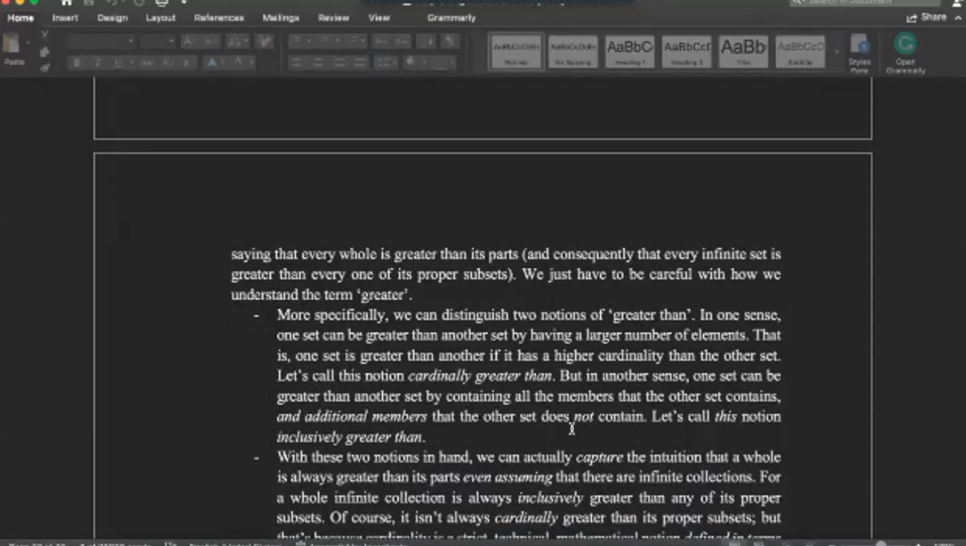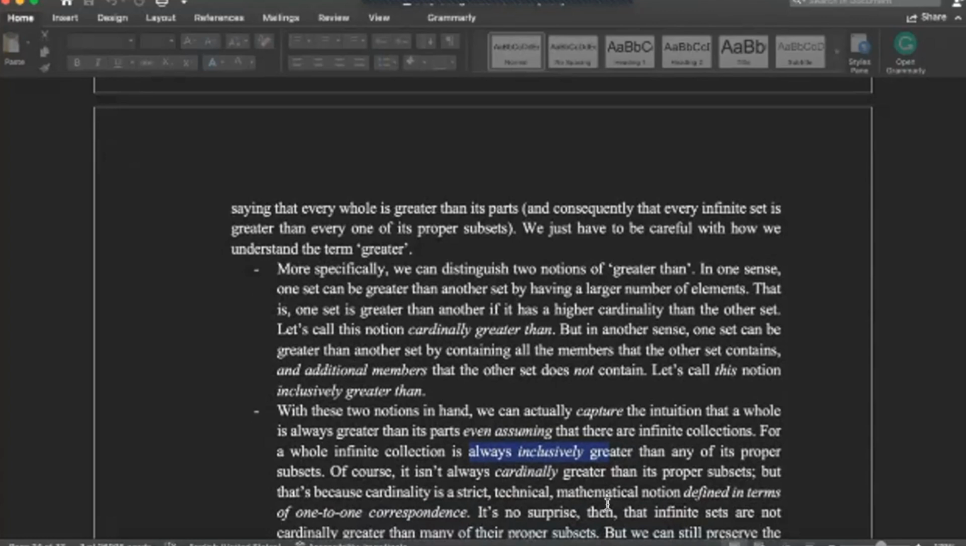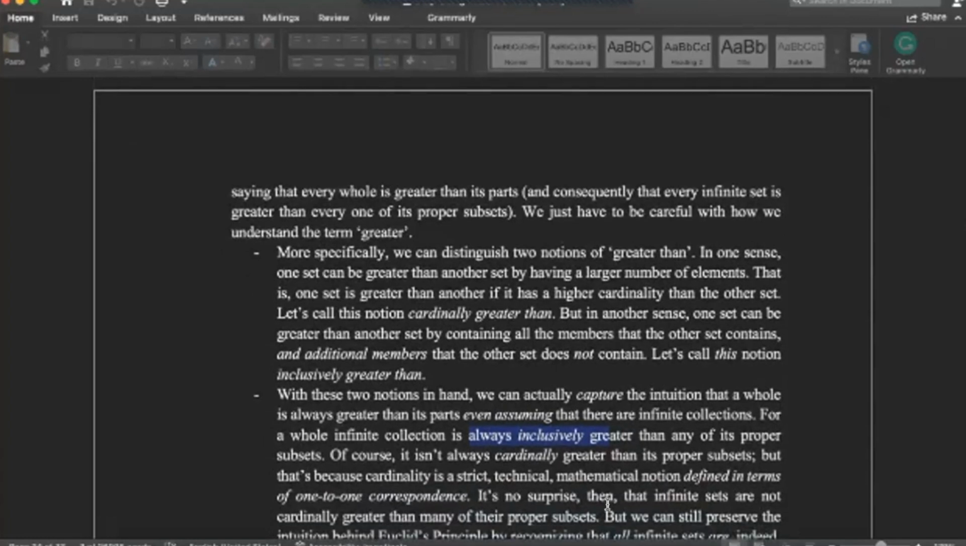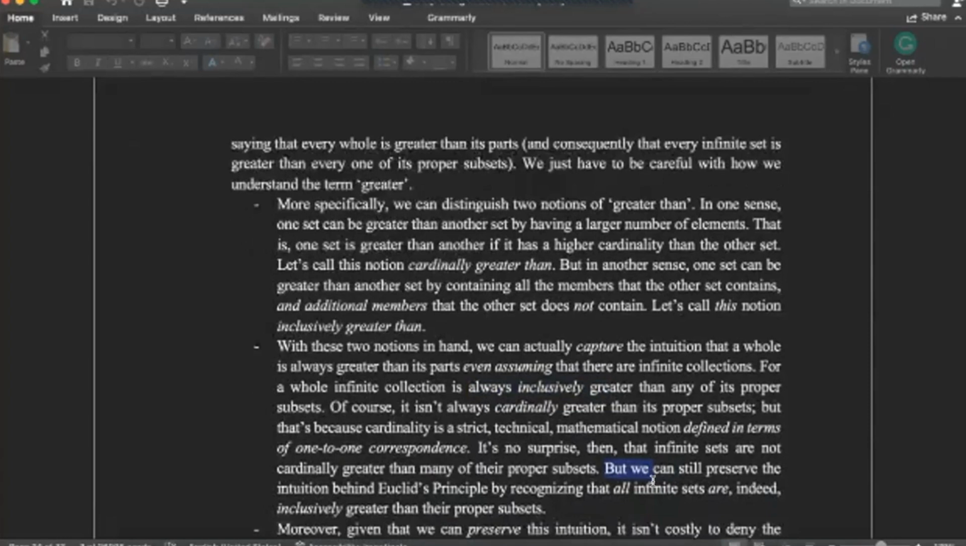So again, with these two notions in hand, we can actually capture the intuition that a whole is always greater than its parts, even assuming that there are infinite collections, and so rejecting the universal and unqualified truth of Euclid's principle. For a whole infinite collection is always inclusively greater than any of its proper subsets. Of course, it isn't always cardinally greater than its proper subsets, but that's because cardinality is a strict technical mathematical notion defined in terms of one-to-one correspondence. It's no surprise then that infinite sets are not cardinally greater than many of their proper subsets. But we can still preserve the intuition behind Euclid's principle by recognizing that all infinite sets are indeed greater than their proper subsets, in the sense of inclusively greater.